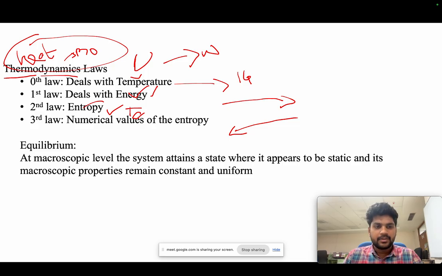There are a total of four laws, numbered from 0 to 3. The zeroth law deals with temperature, the first law with conservation of energy, the second law with entropy, and the third law with entropy changes. Then there is equilibrium: at the macroscopic level, the system attains a state where it appears to be static, and its properties remain constant and uniform. If you are moving from temperature T1 to T2, the properties can be at equilibrium if each state along the way is also in equilibrium. That is why it is called equilibrium when it is on a uniform path.